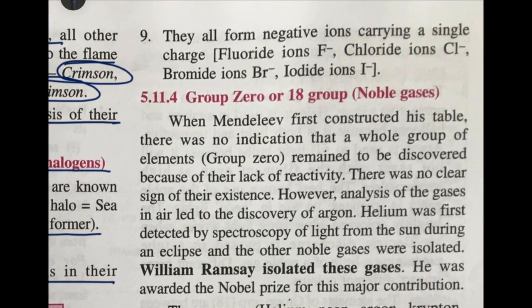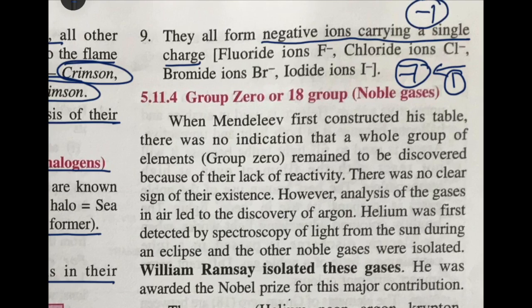They all form negative ions carrying a single charge. That is, they have 7 electrons in the outermost orbit, so they can receive 1 electron and become negatively charged. Their valency is minus 1, so they form negative ions: fluoride F minus, chloride Cl minus, bromide Br minus, and iodide I minus.